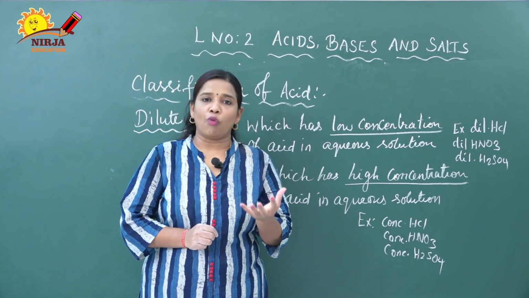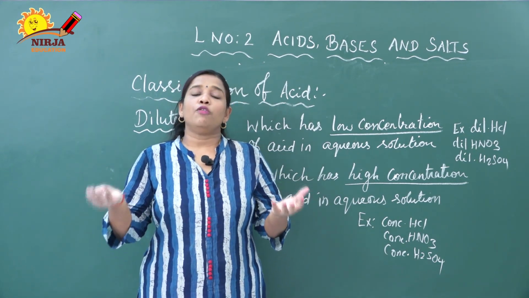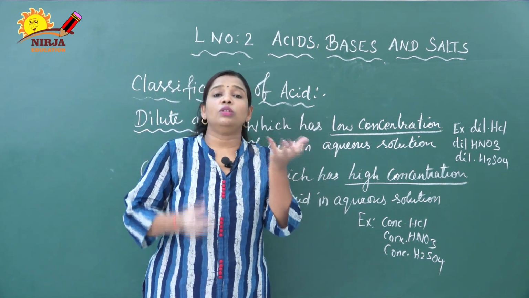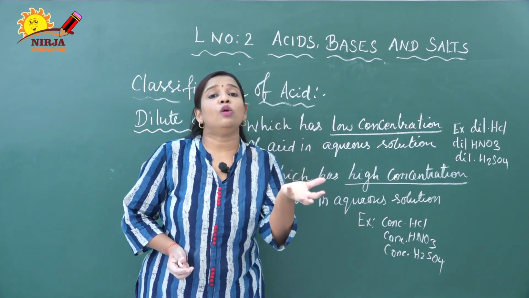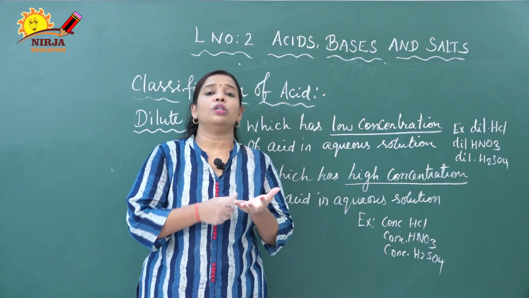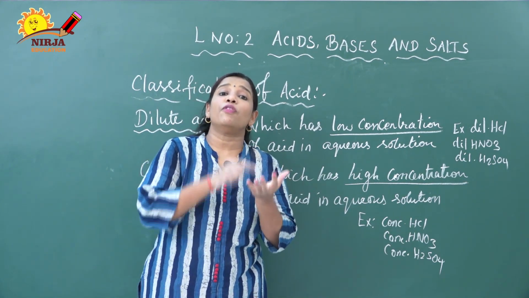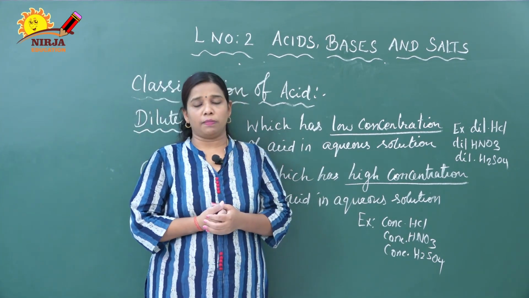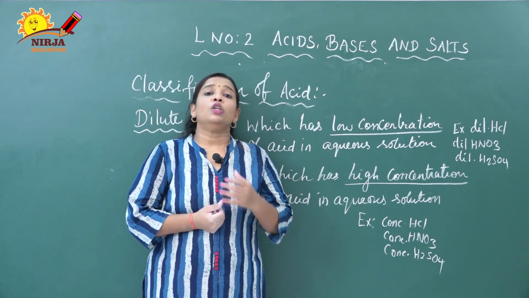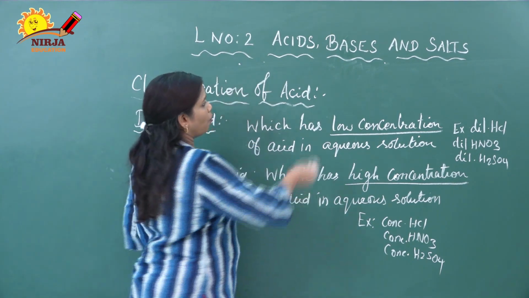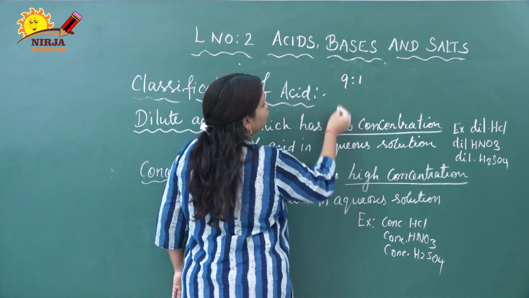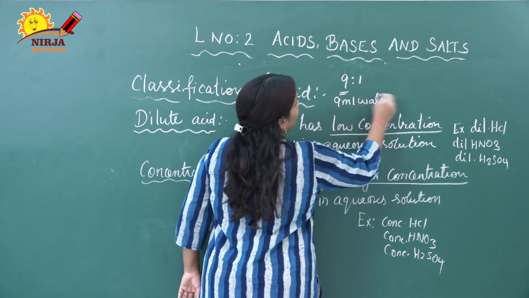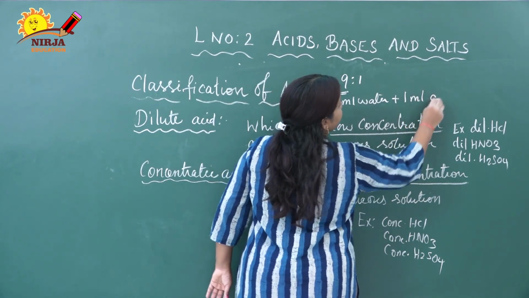So suppose you are taking water and acid. If you add a very small amount of acid into the water, that acid is called dilute acid. So in this solution the acid concentration is very low. For example, you want to prepare 10 ml of acid solution. So for the 10 ml you take a 9:1 ratio: 9 ml of water mixed with 1 ml of acid.